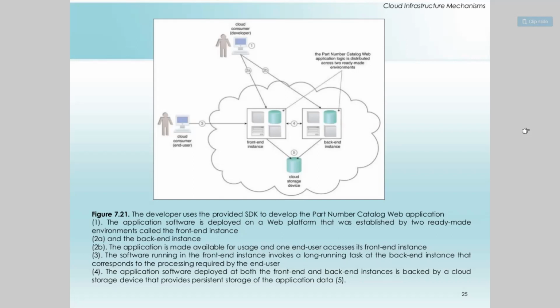Then in the third step, you can see there is a cloud consumer, that is your end user. He is the one who is going to interact, log in to this front end instance, and do some sort of processing. This processing is going to be saved into your backend, and again into your cloud storage devices. Your cloud consumer logs in with the credentials given to it, uses those services, accesses some piece of code, and everything is saved in your cloud storage.